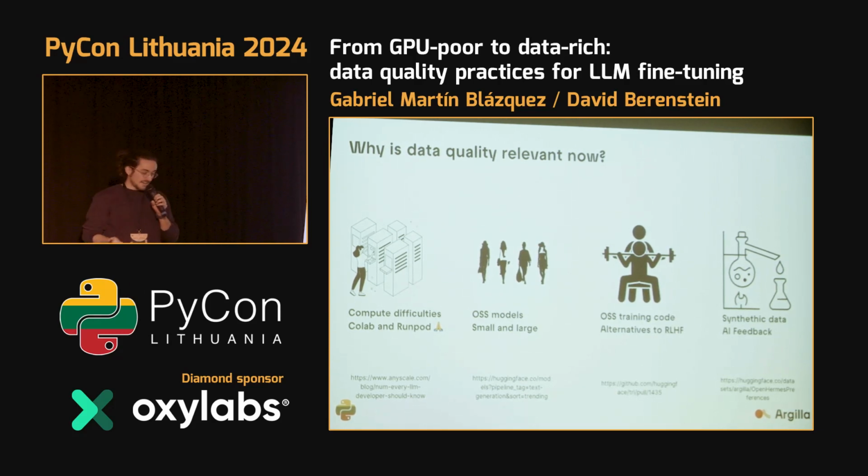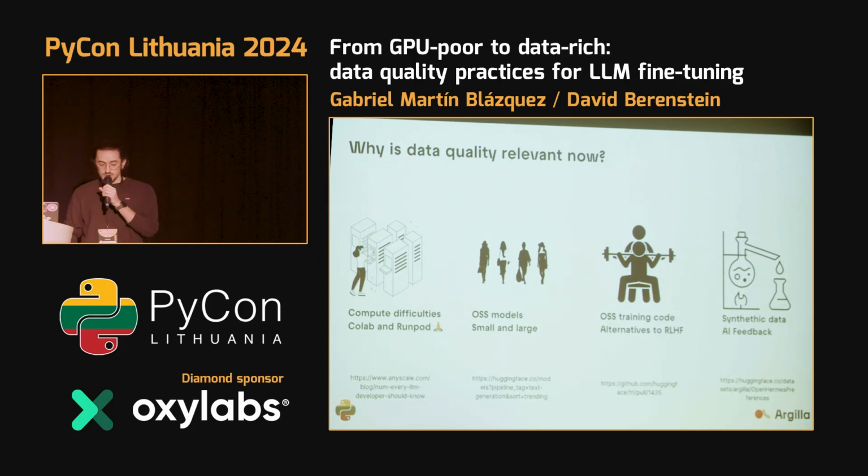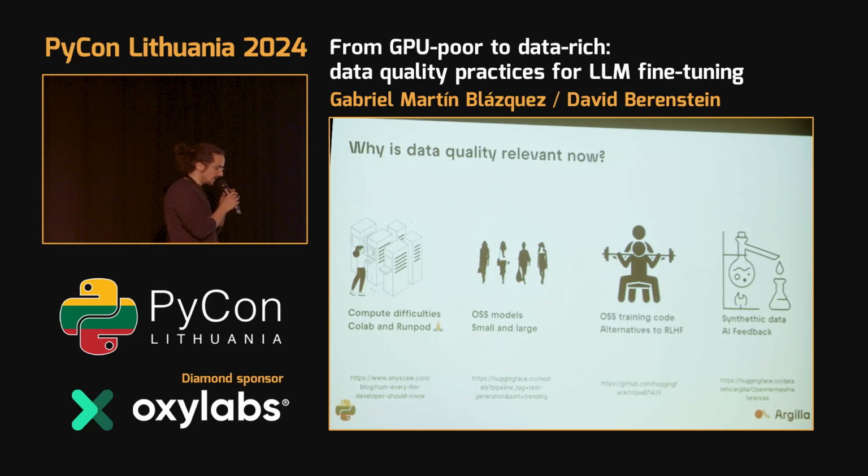Then, luckily for us, some companies have decided to follow the holy path of open source. So we have open source models of all sizes, from 7 billion to 70 billion parameters, that we can take and fine-tune for our specific task. The only thing that we need is the right data. Also, there are several libraries that we can use to do this fine-tuning, and many alternatives to reinforcement learning with human feedback, like DPO or KTO.